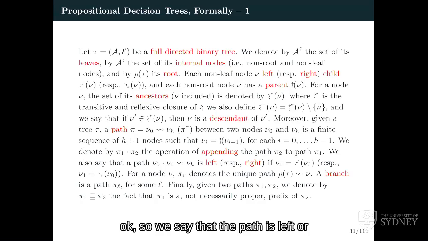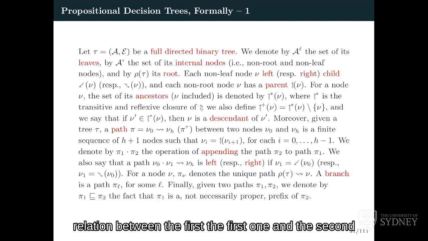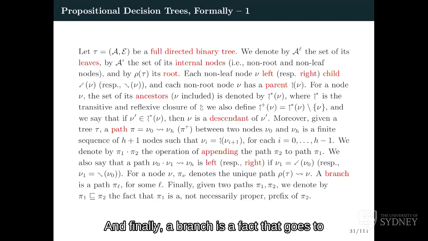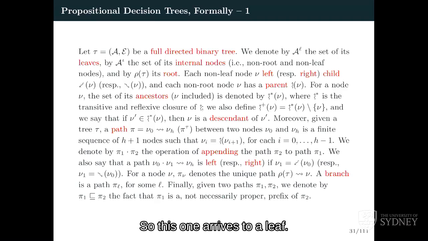So we say that the path is left or right, depending on the parent-children relation between the first one and the second one, okay? On the path. And finally, a branch is a path that goes to a leaf. Sometimes we denote paths that start from the root with the Greek pi, and then the node to which it arrives. So this one arrives to a leaf, so it is a branch.